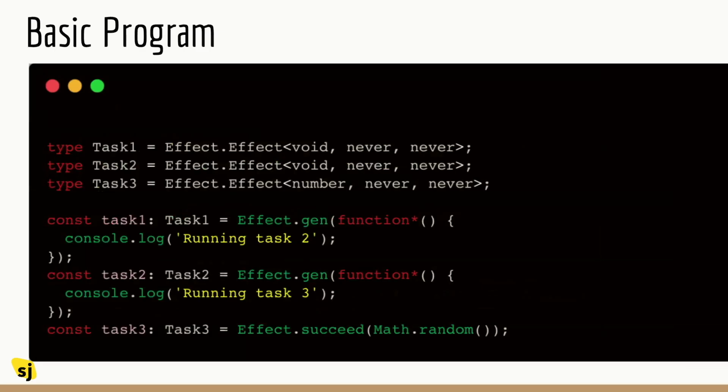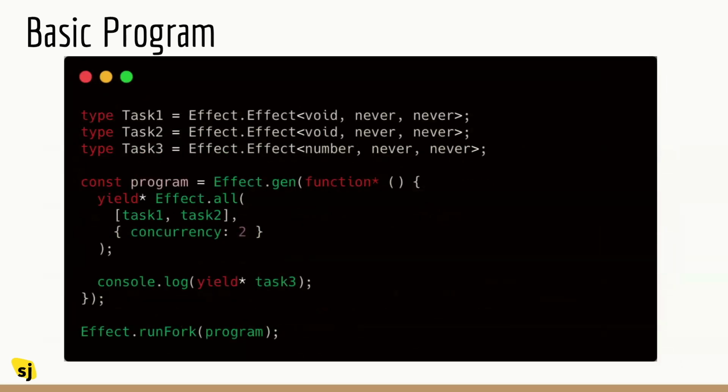So let's look at a very basic program. I've got 3 tasks, which are essentially effects, kind of like functions, right? The first 2 return void. They don't really do anything. I mean, they do something, they just don't return anything. And then the third one returns a number.